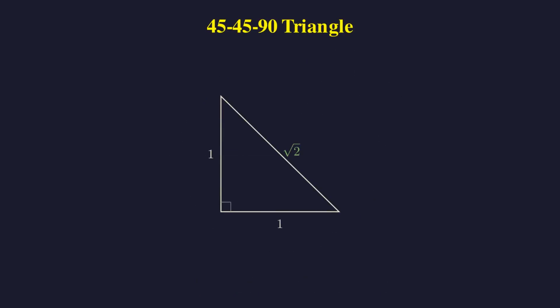Start with the 45, 45, 90 triangle. Both legs are 1, hypotenuse is root 2. Divide each side by root 2, sine 45 and cosine 45 are both 1 over root 2.